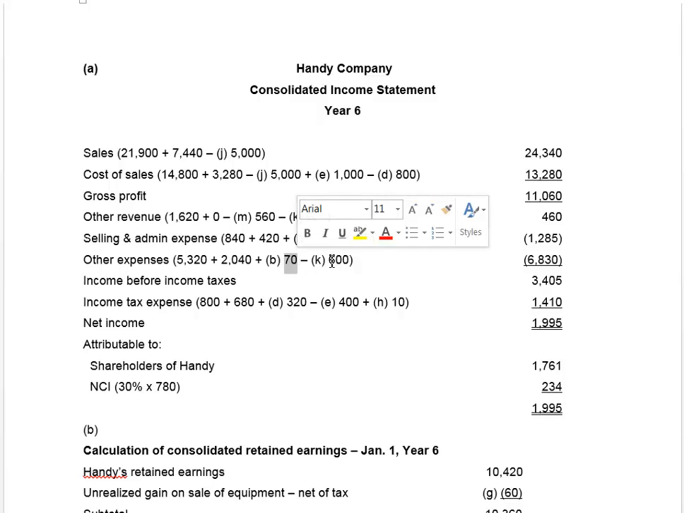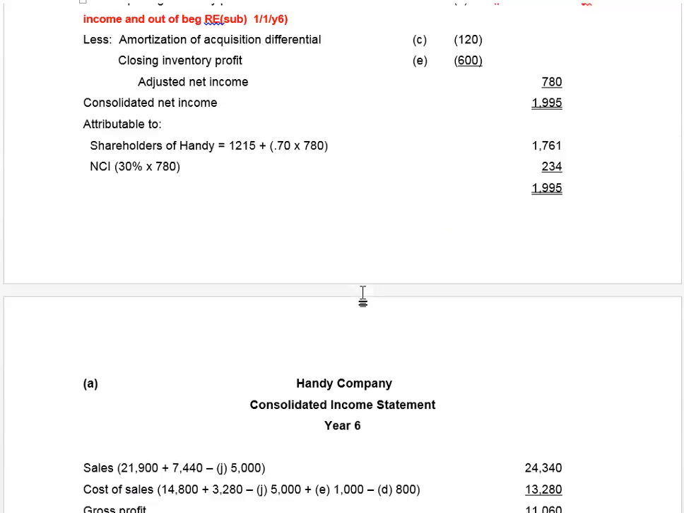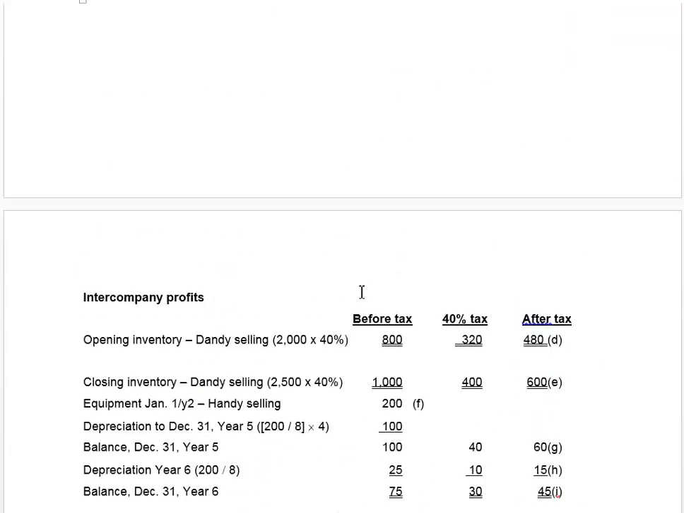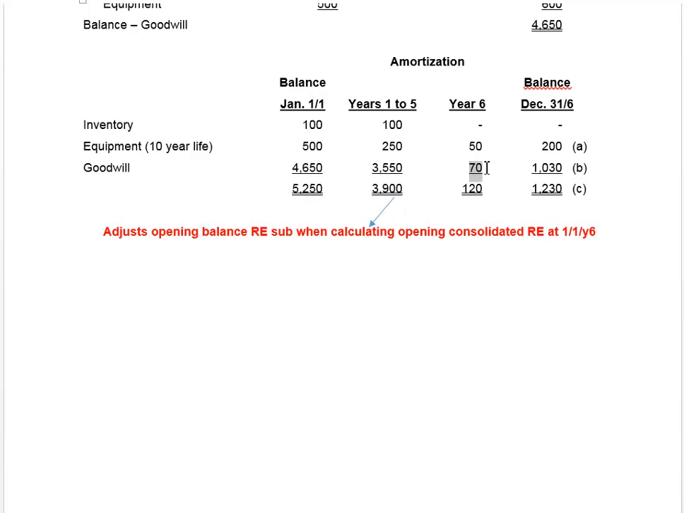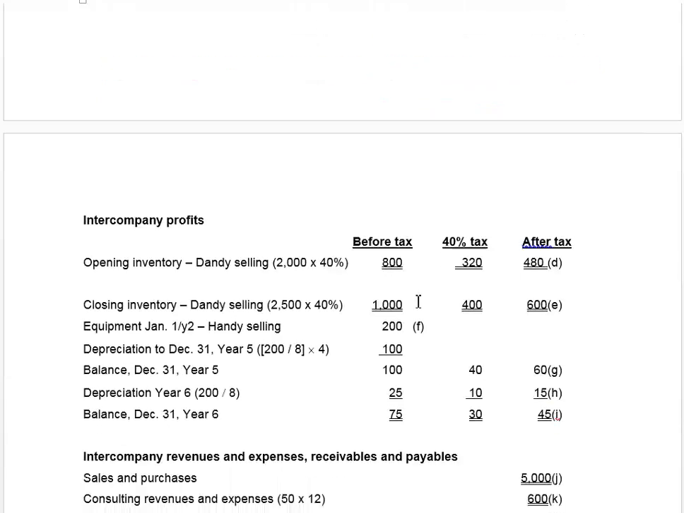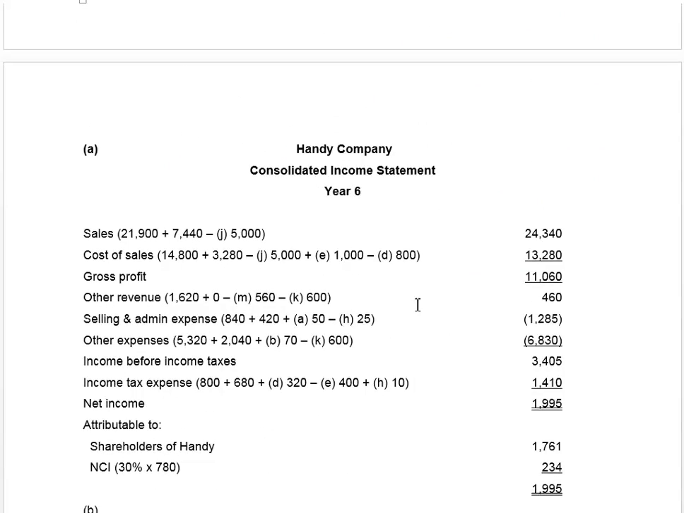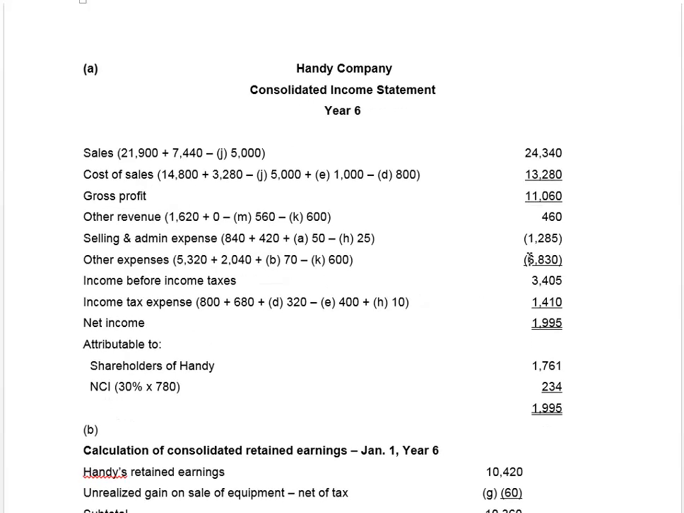Our other expense is going to include our impairment loss on the goodwill. So as well as we said, our consulting expenses, that was booked by the recipient. Now in this case, the $70, if you go back up to your amortization schedule, that's the $70 there. It was the impairment loss for the year. So that's going to now give us other expense of $6,830, which gives us income before tax of $3,405.